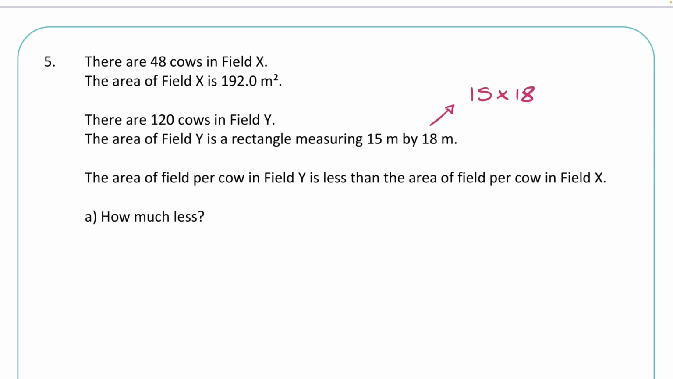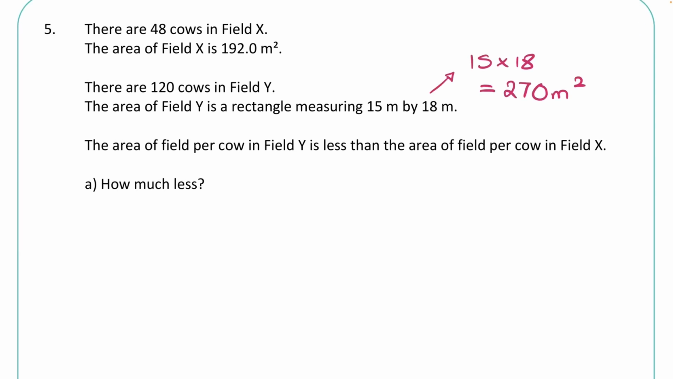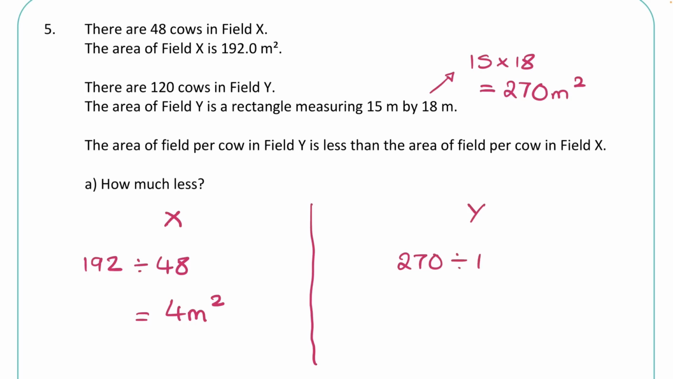Now, field Y doesn't give us the area, so we will need to work this out. 15 times 18 will give us the area of that rectangular field. So 15 times 18 gives us an overall area of 270 metres squared. From here, we just need to compare how much space each cow has. So I'll do field X and field Y. Now in field X, we have 192 divided by the 48 cows. 192 divided by 48 gives us the answer 4 metre squared. In field Y, we have 270 metres squared, and that's divided by 120 cows. So 270 divided by 120, and that gives us 2.25 metres squared.